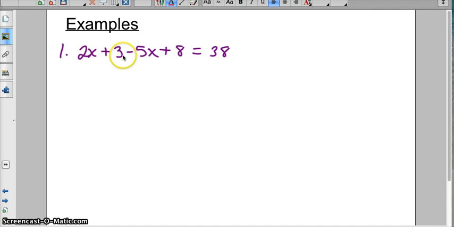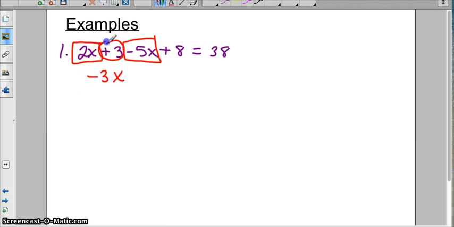Alright, here's example 1. If you remember right, the number 1 step was to distribute, but since there's nothing to distribute, we're going to skip to combining like terms. If you notice here, we have positive 2x and negative 5x, so 2x minus 5x is negative 3x, and then we have positive 3 and positive 8, so we have plus 11 equals, bring down my equals 38.